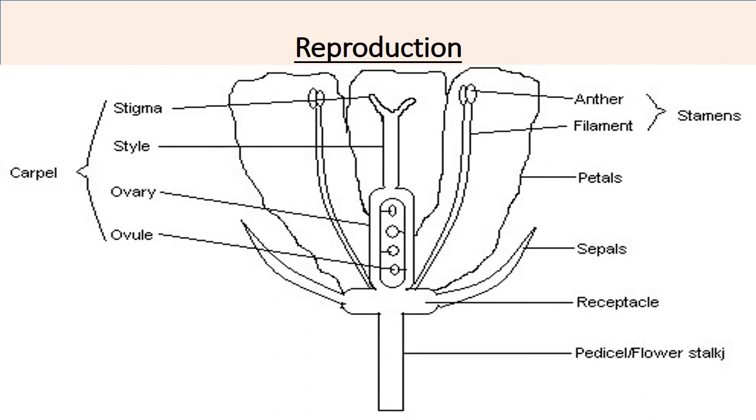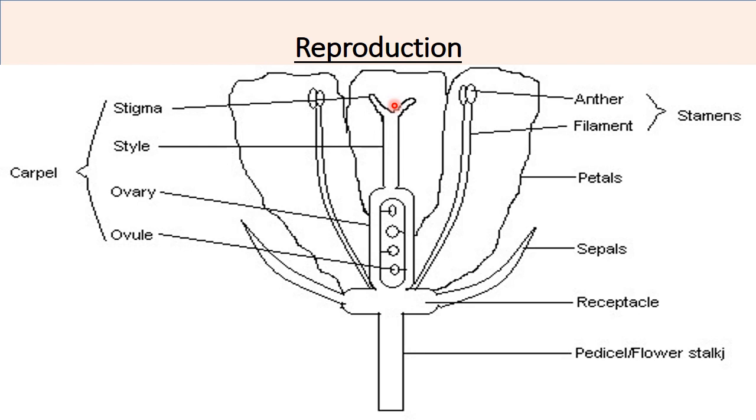So now we go to the actual reproduction. Let's say an insect or wind has pushed a pollen grain from the anther to the stigma. What happens next? The pollen grain is going to absorb the water on the stigma. When it absorbs the water, it's going to grow.